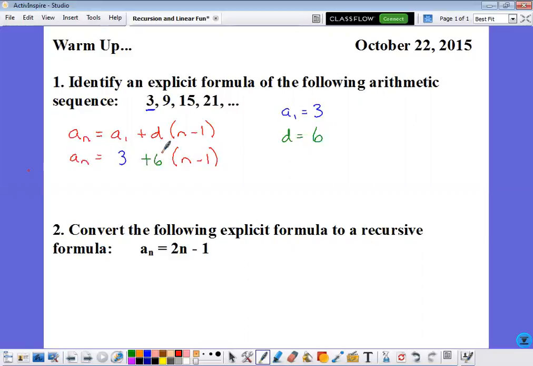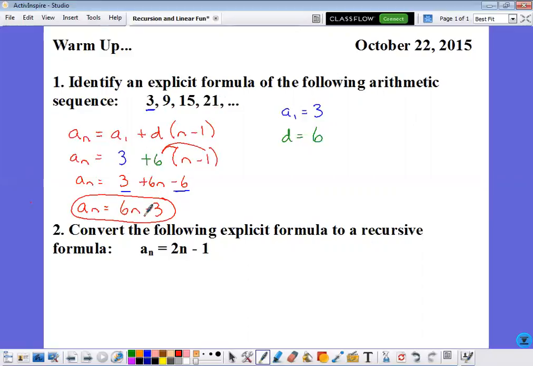Okay, so now at this step, we can go ahead and distribute this 6 into our parentheses. Didn't do anything with the 3, so we're going to bring that down. When we distribute, we get plus 6n, and then minus 6. And now we need to combine our like terms. So we have a like term right here and right here. When we combine those, we end up getting 6n minus 3. So this is going to be the explicit formula of that sequence.